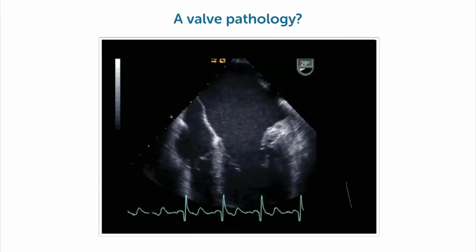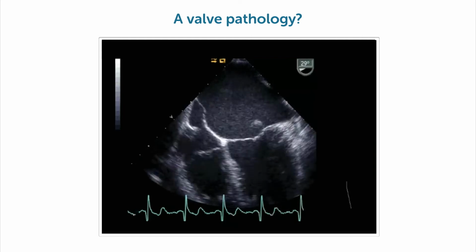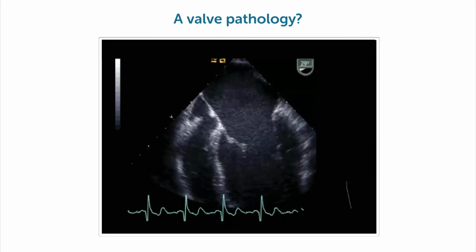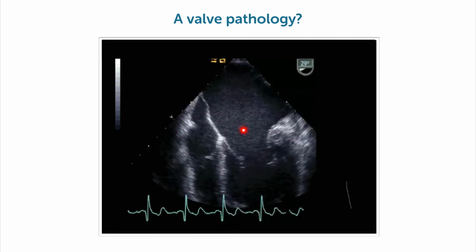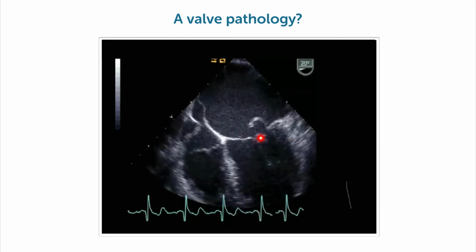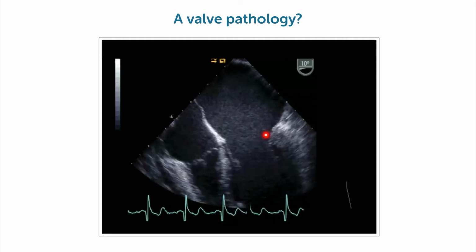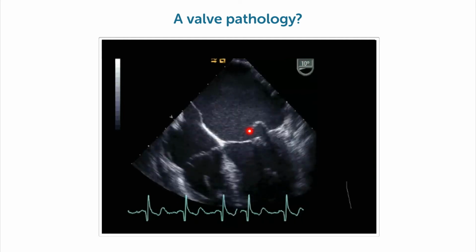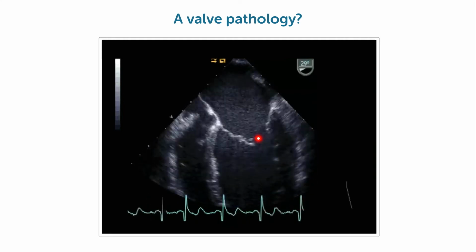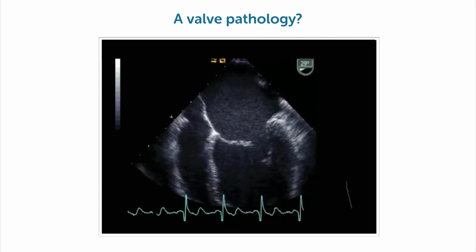What about this patient here? 4-chamber view. It's definitely a valve pathology. Definitely the patient has mitral valve prolapse and some form of rupture of the posterior leaflet. You can see parts of the chordal structures prolapsing right into the left atrium.